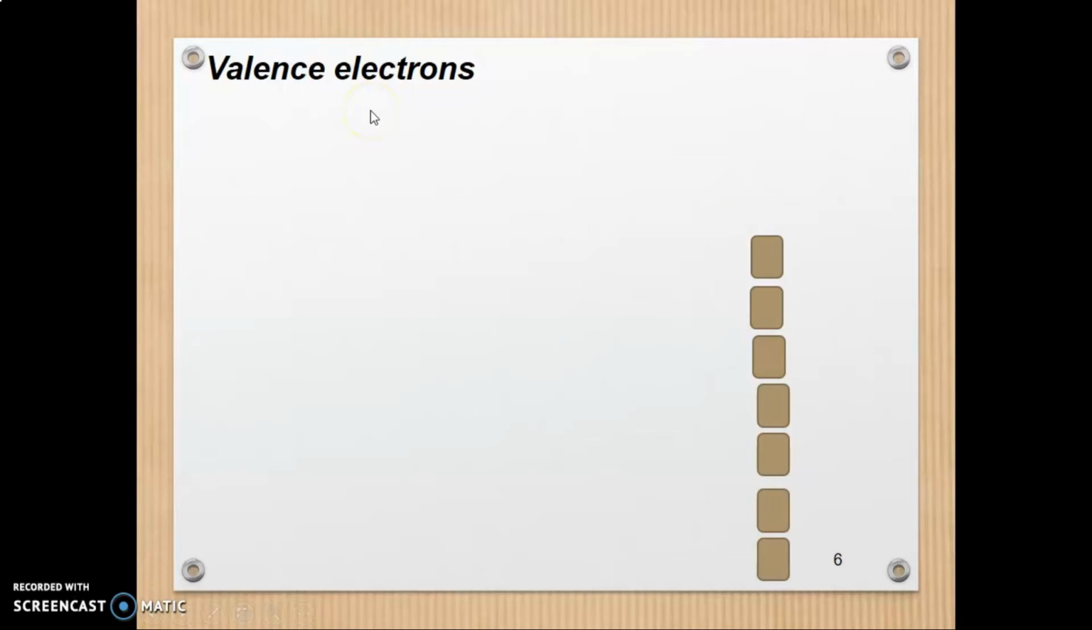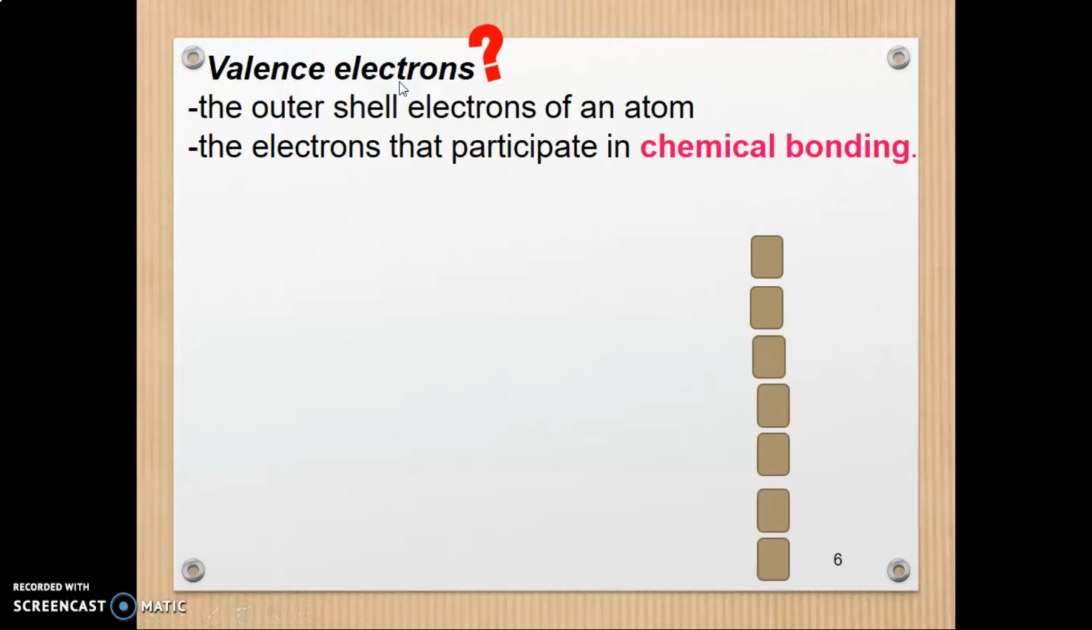Valence electrons play an important role in drawing the Lewis symbol. So what is a valence electron? Valence electrons are the outer shell electrons of an atom. Valence electrons are also the electrons that participate in chemical bonding.